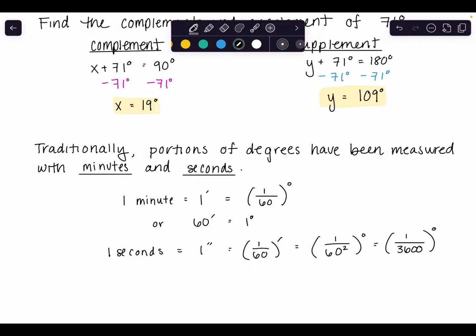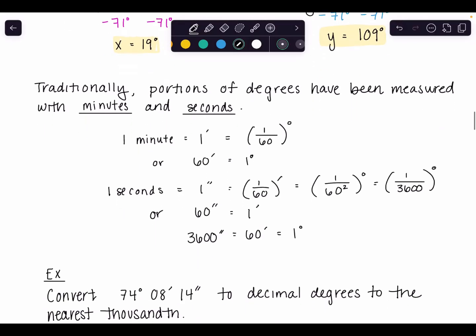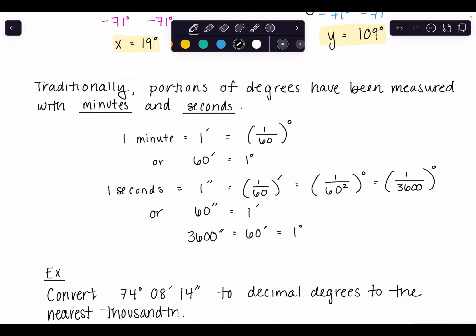But again, the easier way to think of this is just like time. If you have 60 seconds, that's equal to 1 minute. So 3,600 seconds, when you times both by 60, would be 60 minutes, which in turn is 1 degree, okay? So just like there's 60 minutes in an hour, there's 3,600 seconds in 1 hour. So basically 1 hour is like our 1 degree. So if we want to convert back and forth between these, we just have to remember what each of those pieces is.